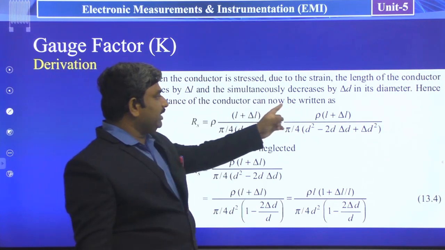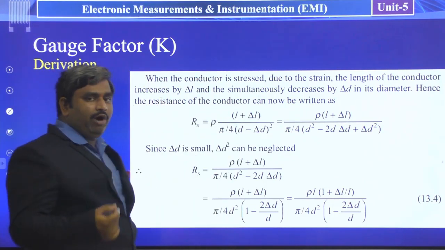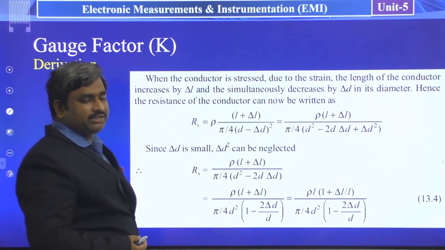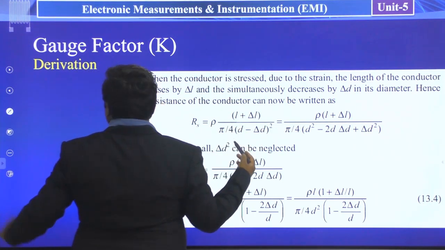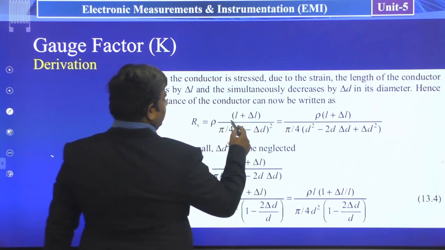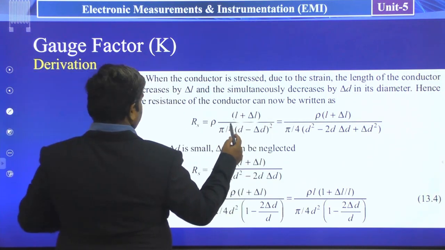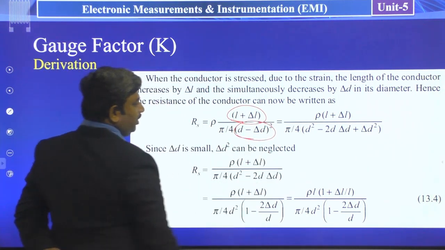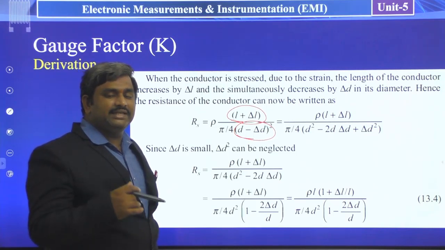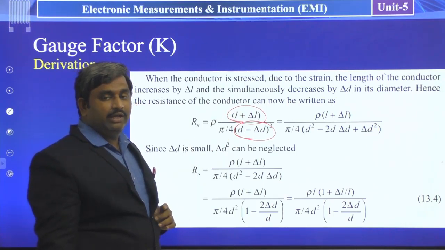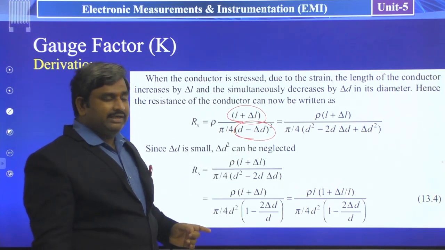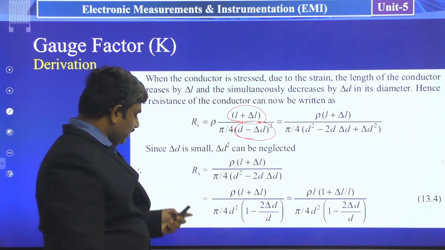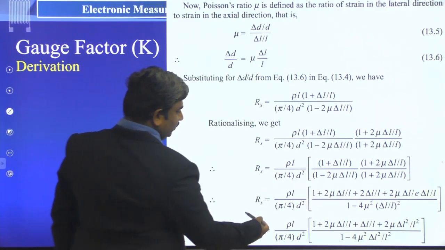Hence, we now write the resistance of the conductor. The same formula I am writing here: R is equal to rho L by pi by 4 D square. In the place of L I am representing L plus delta L, an increase in the length, and in the place of D I am representing D minus delta D, a decrease in the diameter. The same formula I have taken from the previous slide. In the previous slide we have the formula for this one.